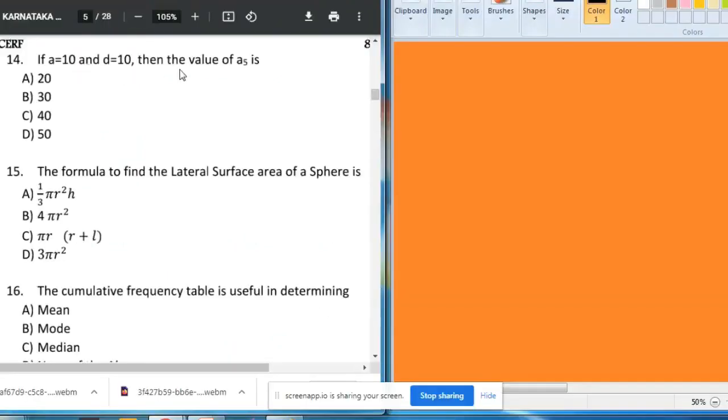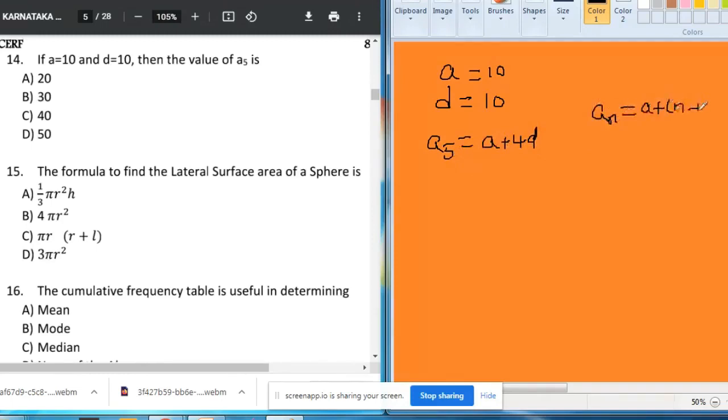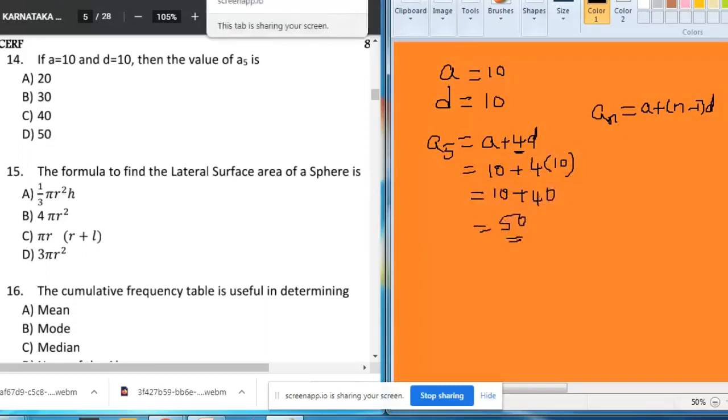14th question. If A is 10 and D is 10, then the value of A5 is. In arithmetic progression, the first term is represented with A, 10, and the common difference is represented with D, which is given as 10. They are asking to find the fifth term in the arithmetic progression, which is nothing but A plus 4D. The nth term in arithmetic progression is given by A plus n minus 1 into D. So the fifth term is A plus 5 minus 1, which is nothing but 4D. So A, the first term, is given as 10 and D, the common difference, is given as 10 in the question. 10 plus 40, which is 50. The correct option for this question is D, 50.